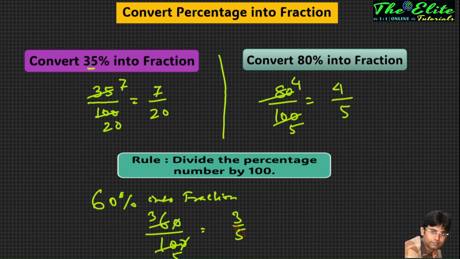So this is how we convert percentage into fraction. You should remember this rule. Divide the percentage number by 100. And whenever you see anything common between the numerator and denominator, you can reduce that fraction into the lowest form. That will be your final answer.